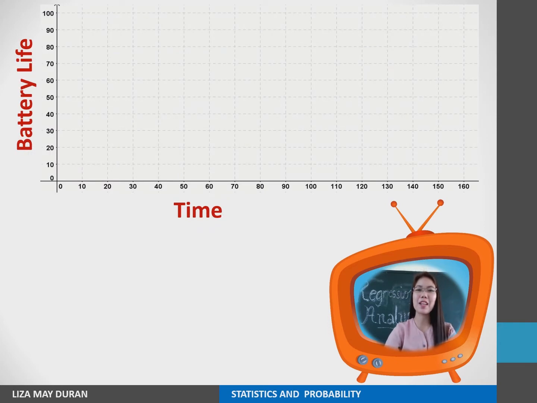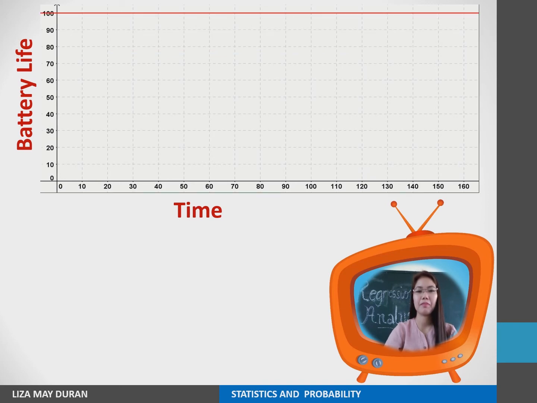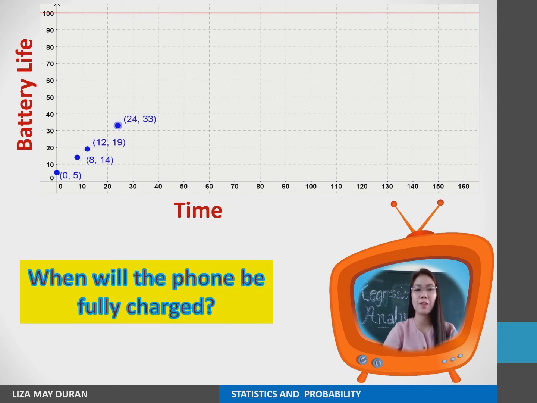Allow me to illustrate the plotting of points that we have in our table. It is expected that the phone will be fully charged at 100% level. The points you can see denoting the 0, 5, 8, 14, 12, 19, and 24, 33 is what we have in our table. What geometric figure can you draw? Right, it is a line.